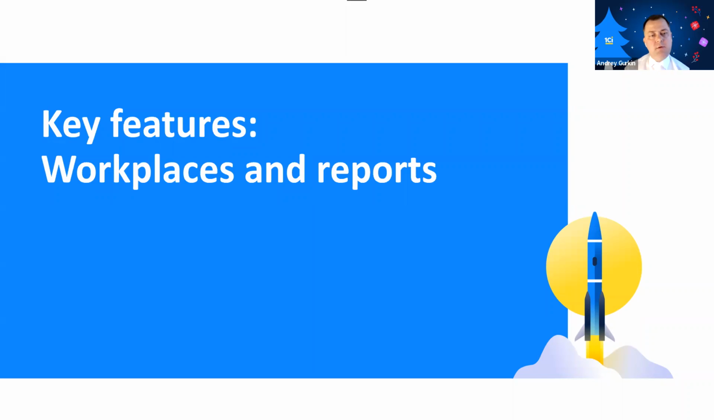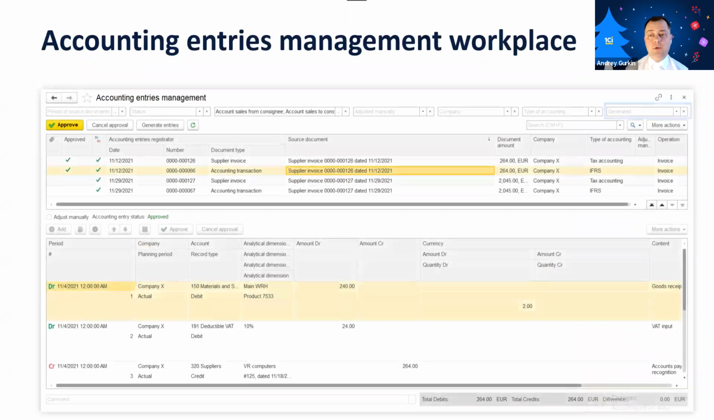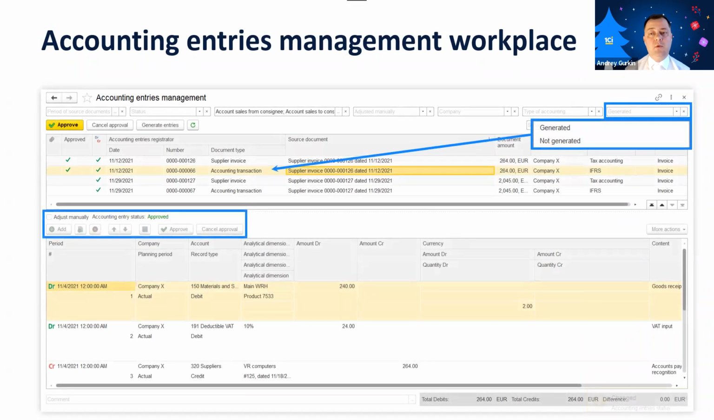So let's go further, and here you can see the workplaces. We've seen the workplace for accounting entries, which we had before, but right now it's updated with another type of filter, where we can filter our list of documents by whether accounting transactions are generated or not. We can approve our entries and accounting transactions here, and we can adjust some entries manually if we want to.